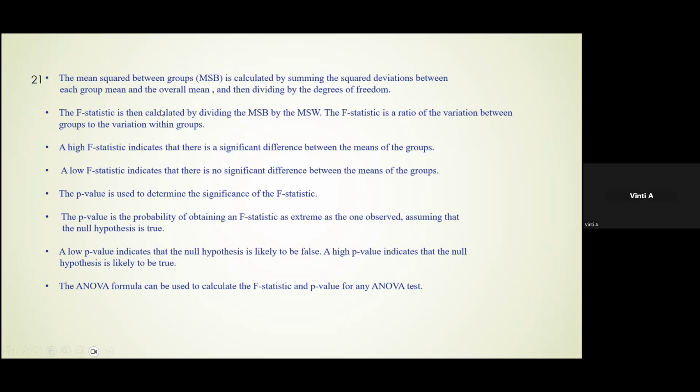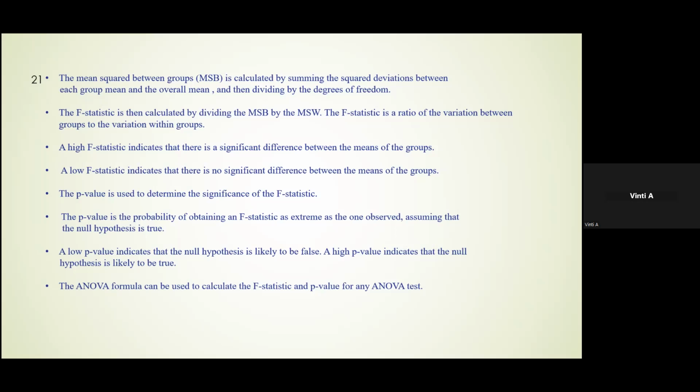Okay. So if I want to look at basically what we are doing, the F statistic is calculated by dividing the MSB by the MSW. The F statistic is a ratio of the variation between the groups to the variation within the groups. A high F statistic indicates that there is a significant difference between the means of the groups. A low F statistic indicates that there is no significant difference between the means of the groups.